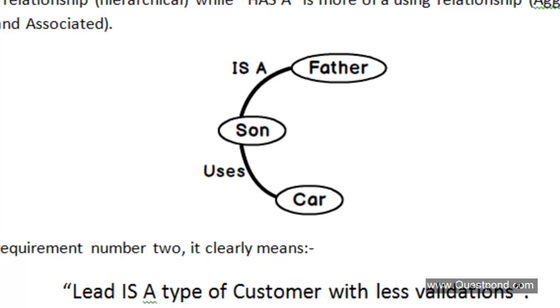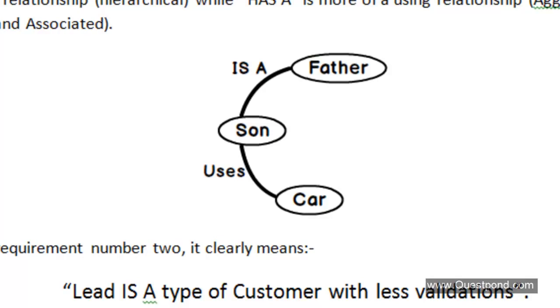Now primarily there are two kinds of relationship between entities. One is an "is a" relationship and the other one is a "using" relationship or "has a" relationship. For example, you can see on your video there, Shiv is a son of his father. So it is more of a parent-child relationship. While Shiv uses a car or Shiv has a shirt, it is more of a using relationship. Now, if you look at the requirement, it is clearly said that lead is a type of customer with less validations.